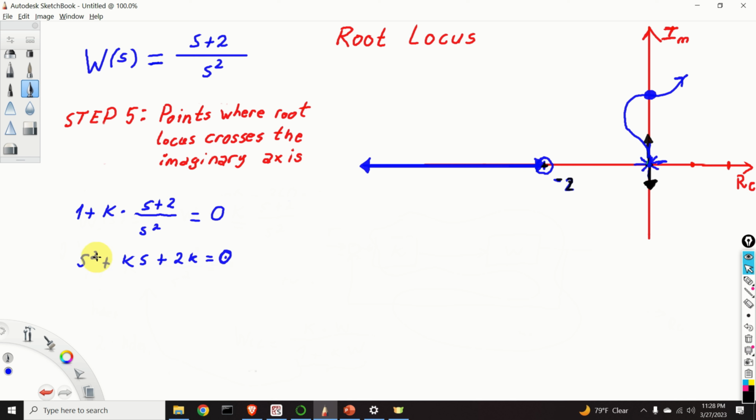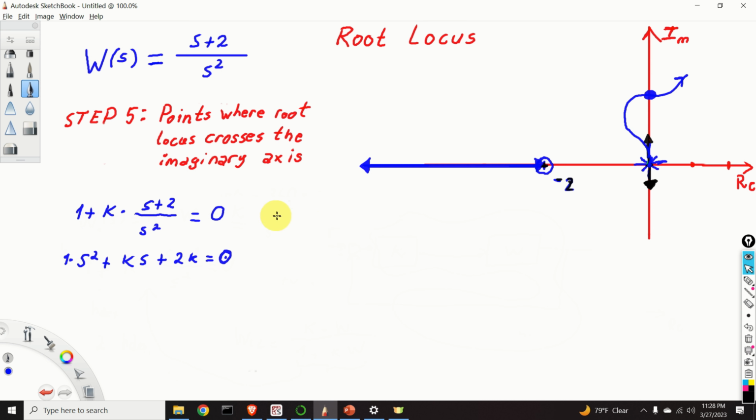Next, we need to investigate if all the zeros of our characteristic polynomial are strictly in the left half of the complex plane for positive values of k. If that's the case, our root locus will never cross the imaginary axis. So let's do that. There are several ways to do that. In my case, the simplest way is to use the Routh criterion. Let's construct the Routh array. Here's how we do that.